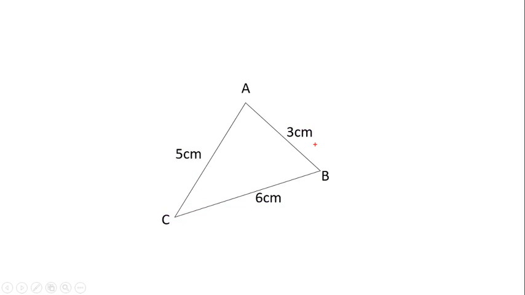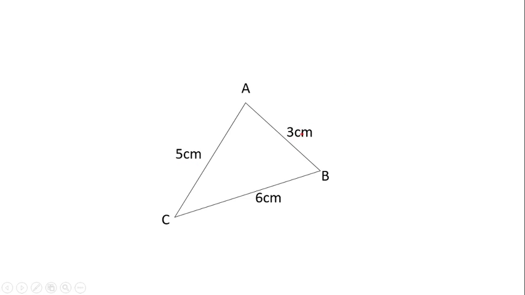The sum of lengths of any two sides. We will consider first this side and this side. So 3 plus 5 will give you 8 centimeters, and this is 6 centimeters. Right? So the sum of any two sides is greater than the third side. So 8 centimeters is greater than 6 centimeters.